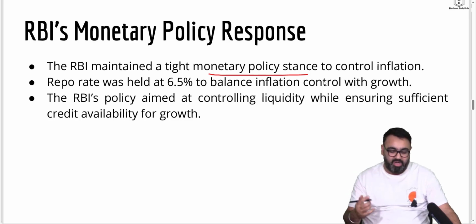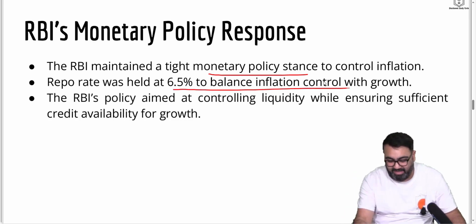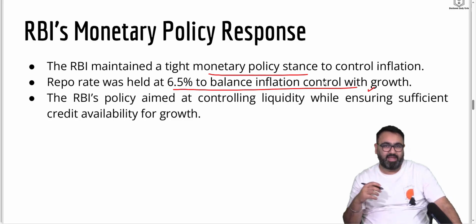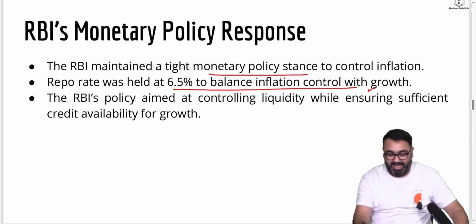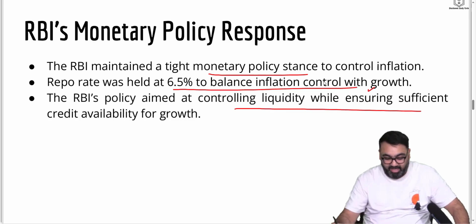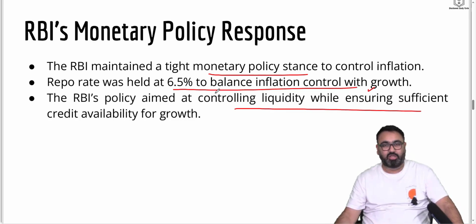For most part, the repo rate was at 6.5%, making it difficult for the banks to give loans, making it difficult for the people to afford a loan from the bank. RBI's policy aimed at controlling liquidity while ensuring sufficient credit availability for growth as well.